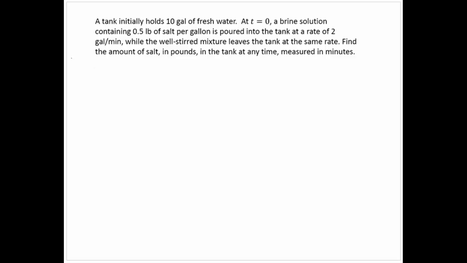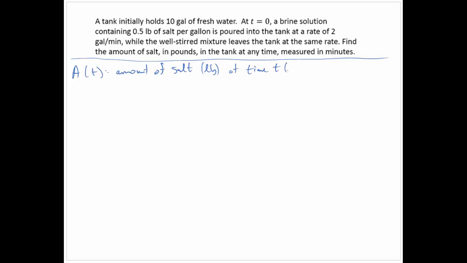All right, so I'm going to start with the same basic idea. I'm going to call A of t the amount of salt, and that will again be in pounds at time t in minutes. And I note that the tank initially holds 10 gallons of fresh water. So that means that the amount of salt at time 0 is 0.